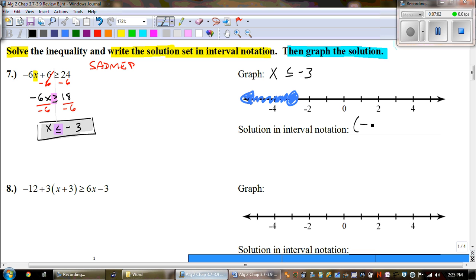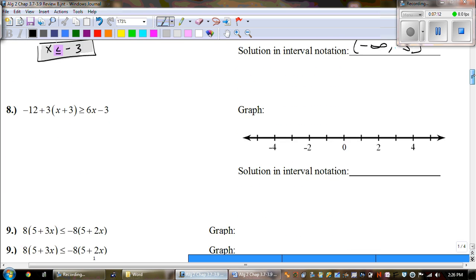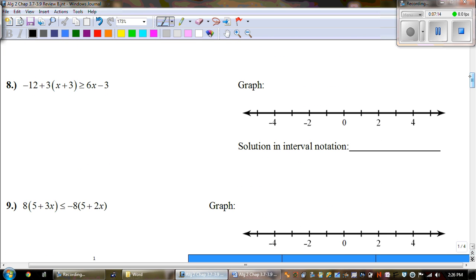So in interval notation, our graph starts at -infinity. It goes to -3, and then I'm closed at -3. Okay, number 8. Number 8, we're going to start together, but then you guys are going to finish it on your own.